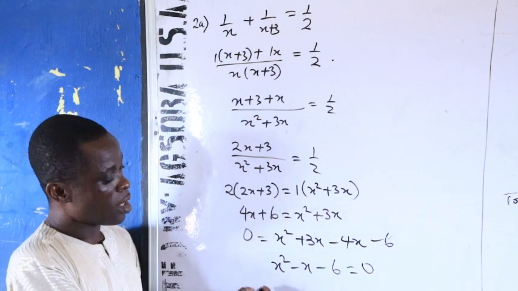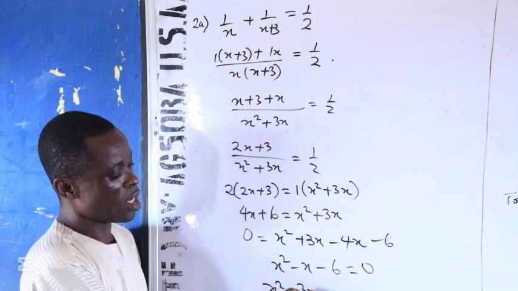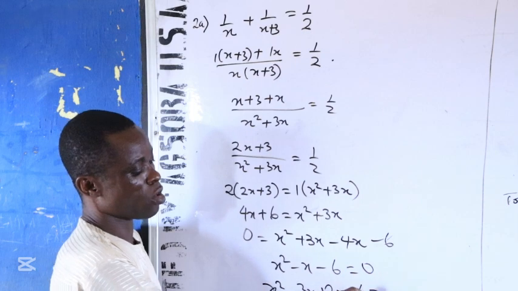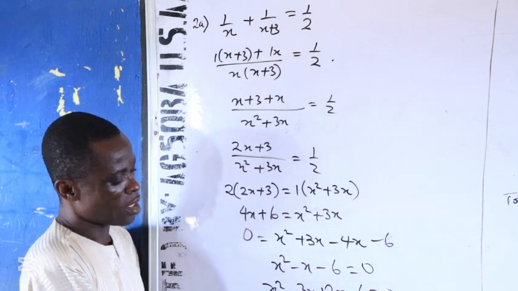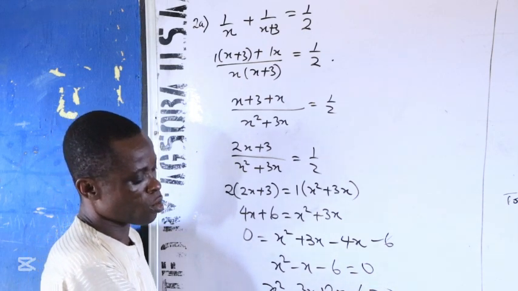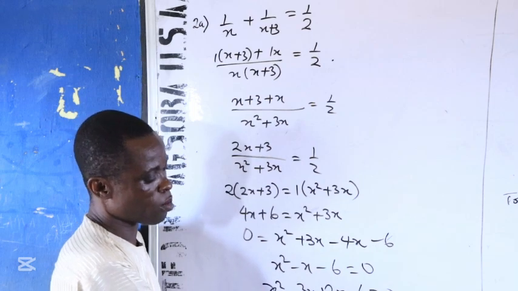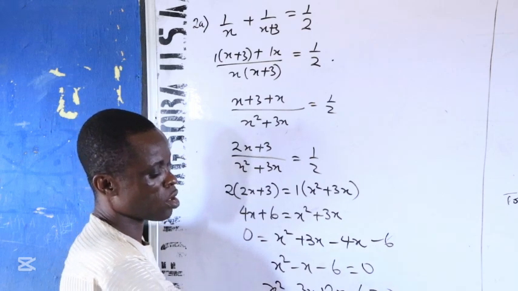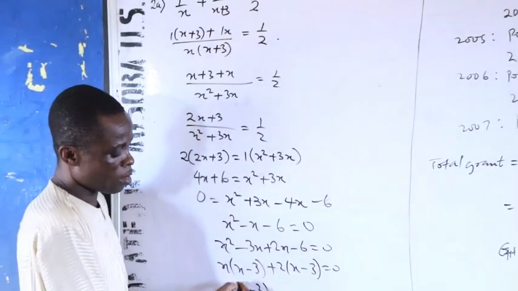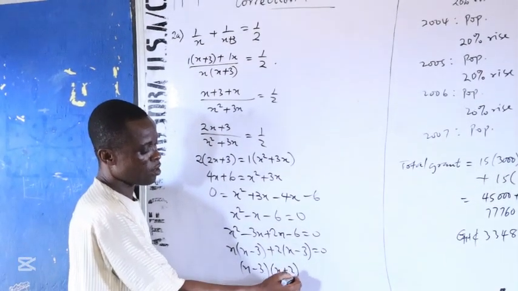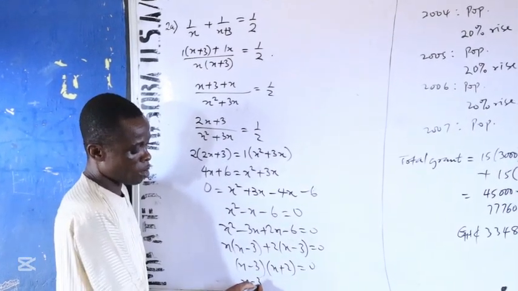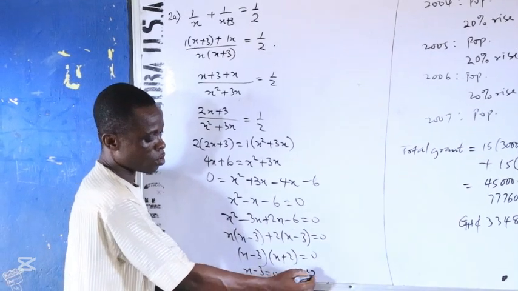3 and 2. s squared minus 3s plus 2s minus 6 equals 0. Then you factorize: s into s minus 3, plus 2 into s minus 3, equals 0. So s minus 3, s plus 2, everything equals 0. s minus 3 equals 0. s plus 2 equals 0.